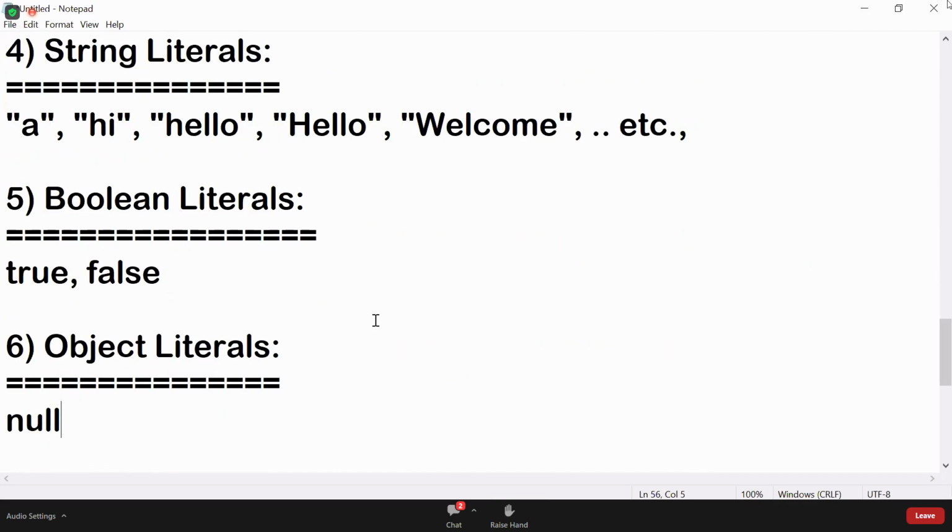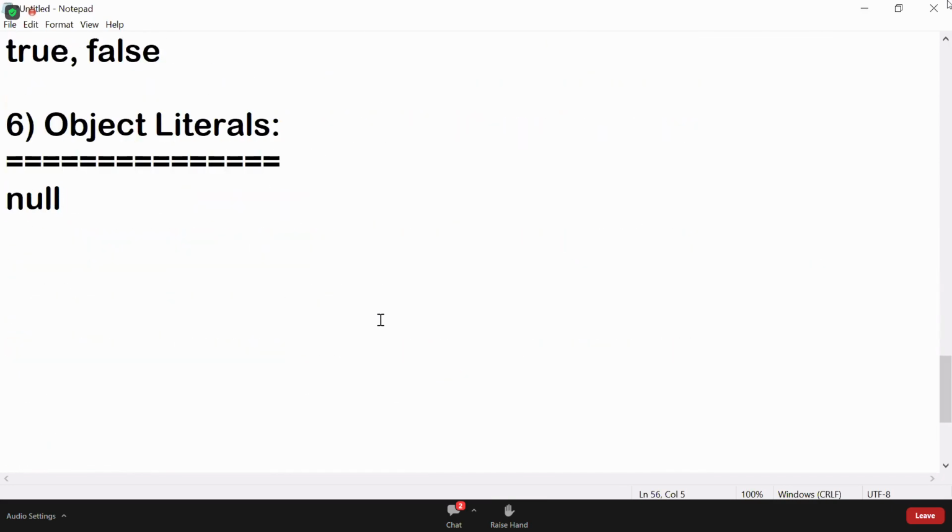Now, remember the terminology is also important. In C language, we call them constants: integer constant, floating point constant, string constant, character constant. But in Java, we call them literals. The terminology changed.